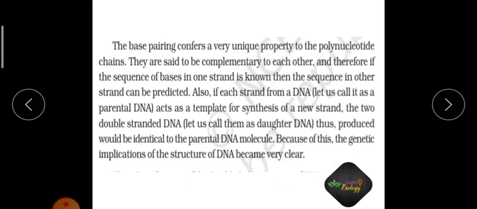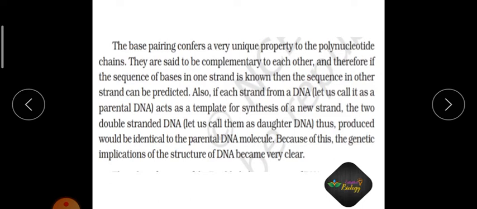Okay, coming to the next one. This base pair confers a unique property of the polynucleotide chain. They are said to be complementary to each other. So this is very important. The base pairing rule given by Erwin Chargaff confers a unique character. What is that unique character? Complementarity of the strand. If you know the nucleotide sequence in one DNA strand, based on the complementarity rule, you will be able to write the sequence of the other strand.